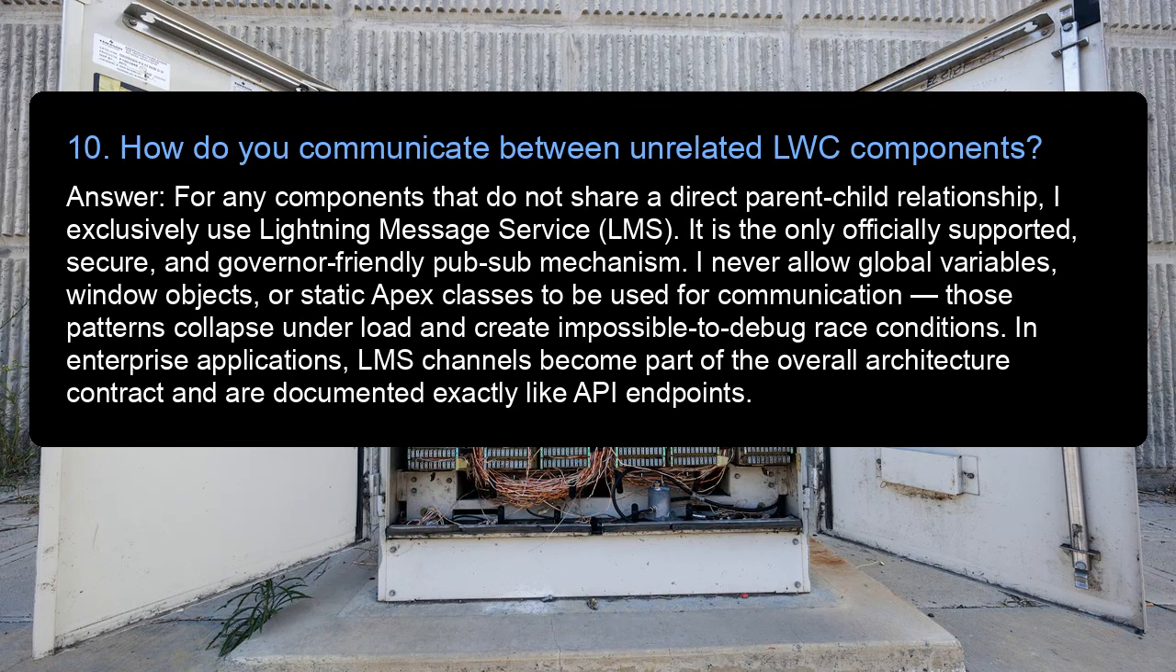10. How do you communicate between unrelated LWC components? Answer: for any components that do not share a direct parent-child relationship, I exclusively use Lightning Message Service, LMS. It is the only officially supported, secure, and governor-friendly pub-sub mechanism. I never allow global variables, window objects, or static Apex classes to be used for communication. Those patterns collapse under load and create impossible to debug race conditions. In enterprise applications, LMS channels become part of the overall architecture contract and are documented exactly like API endpoints.